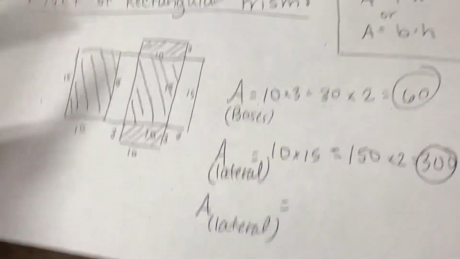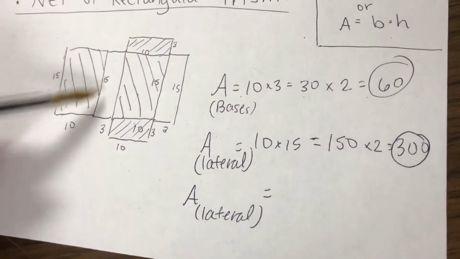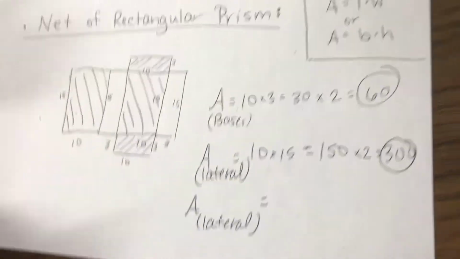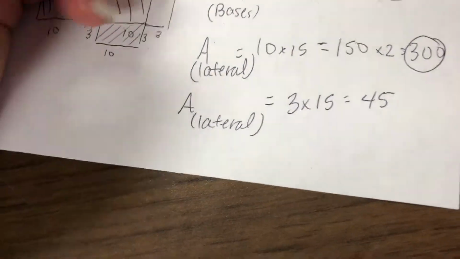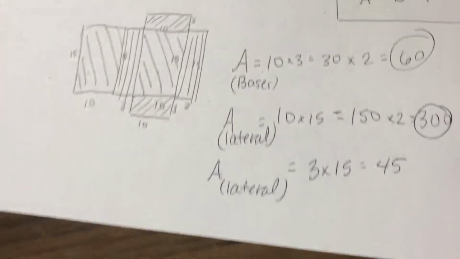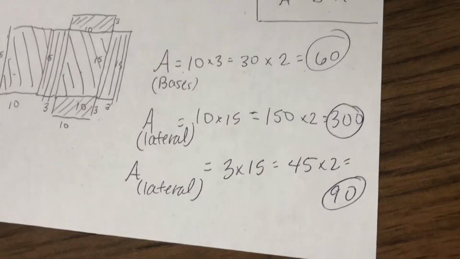And that will be, let's see, those dimensions are 3 by 15. So I'm going to do 3 multiplied by 15, which is 45. And I'll shade those to show that I've calculated their area. There's 2 of them, so I'm going to multiply that by 2. So I get 90 square units.